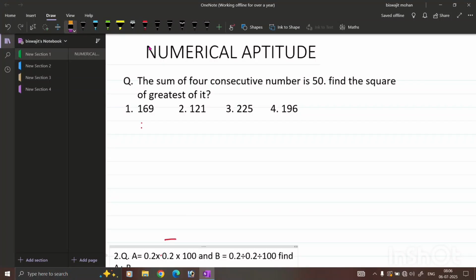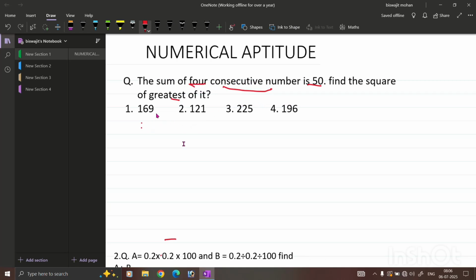Today we are going to present some numerical aptitude questions. In numerical aptitude questions, the first question we are going to solve here. Given the question, the sum of four consecutive numbers is 50. Find the square of the greatest of them. So what are the consecutive numbers? Four consecutive numbers, we will try to find them out.